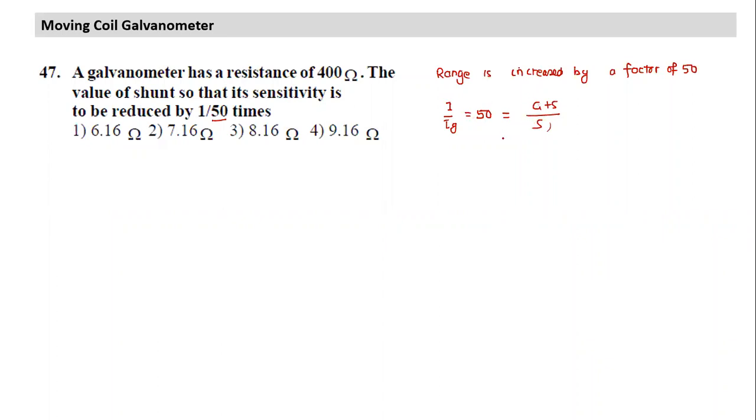So remember, this formula is pretty simple. I by Ig is equal to G plus S over S. We can easily calculate the value of the shunt. 50 is equal to 400 plus S by S.